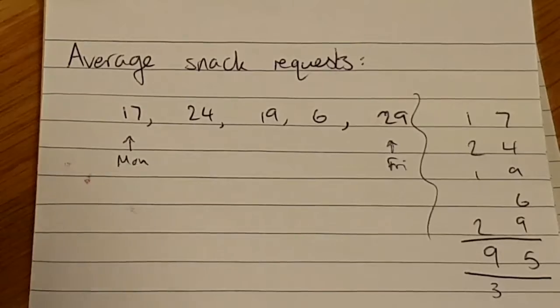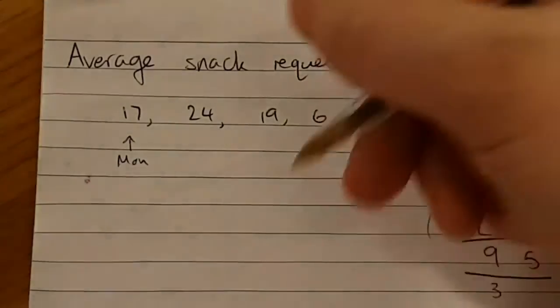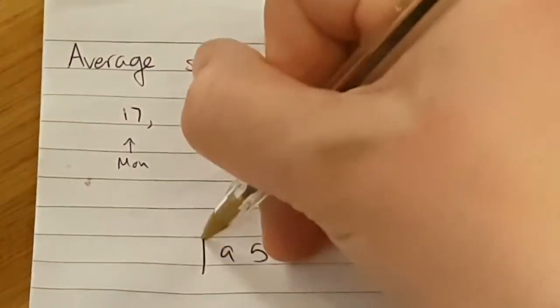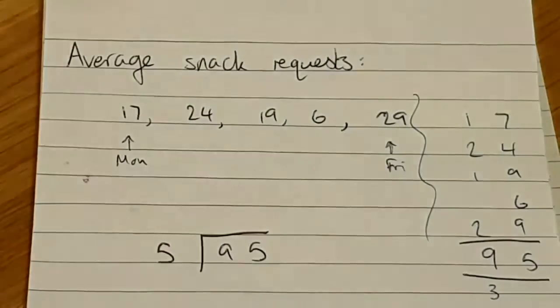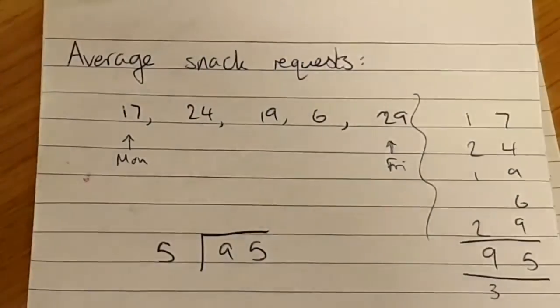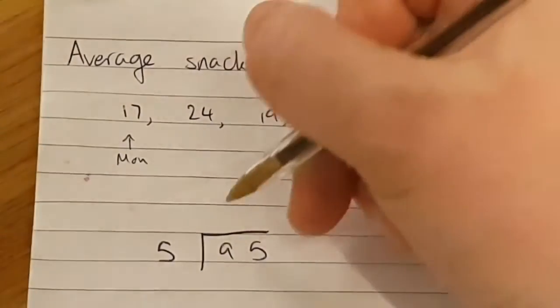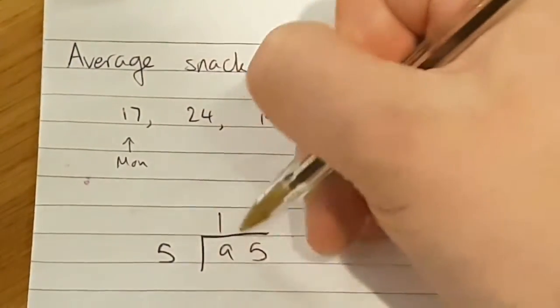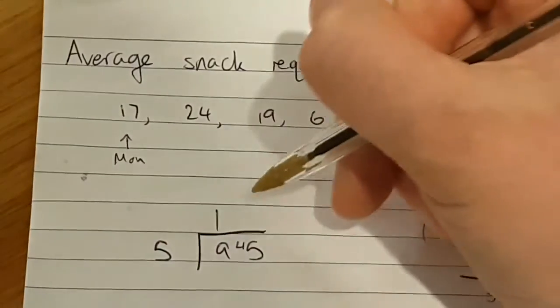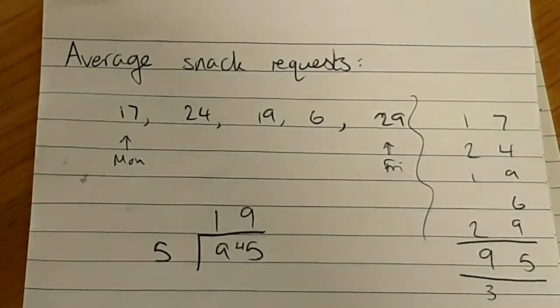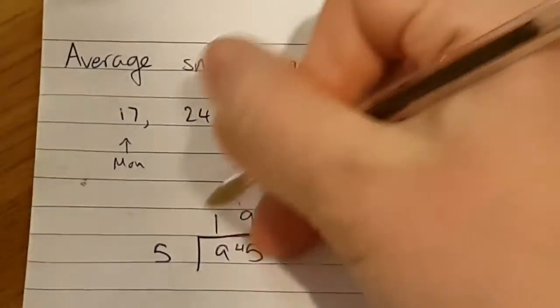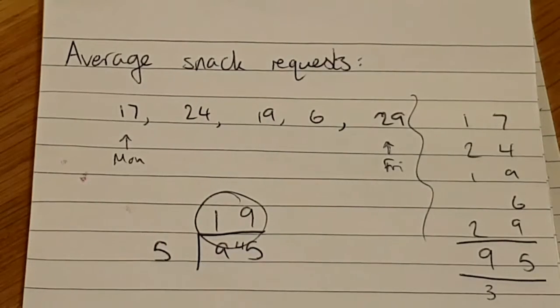Now that's 5 lots of data I've got. What I'm going to do now is take 95 and divide it by 5. Now I do happen to know that 5 times 20 is 100, so I'm estimating 18 or 19 is my answer here. Let's just double check. How many 5s go into 9? 1 remainder 4. How many 5s go into 45? 9. Oh, I was correct, my estimate. 19. So the average snack request is 19 per day. Greedy little things.